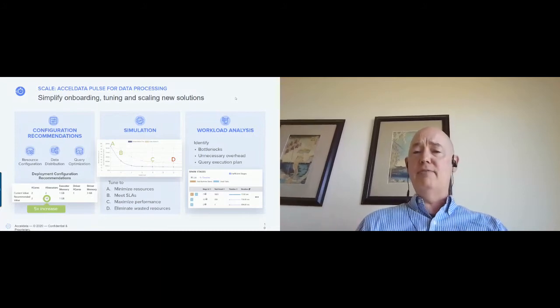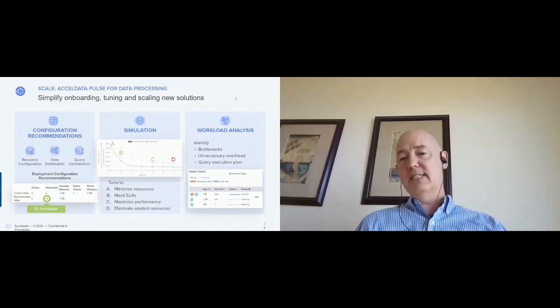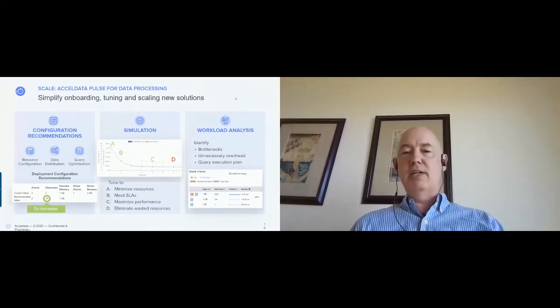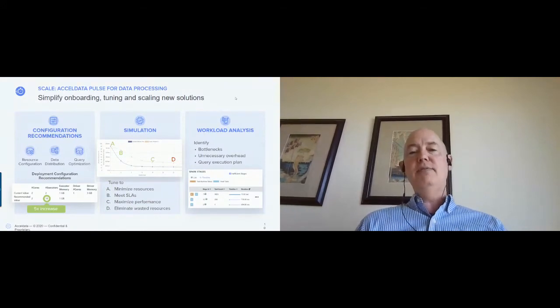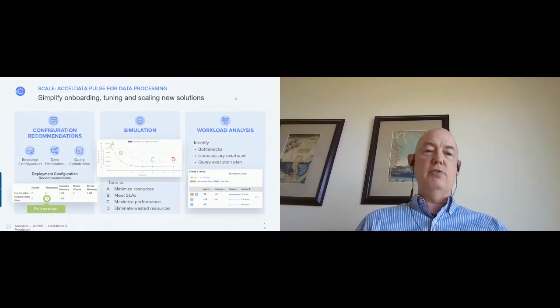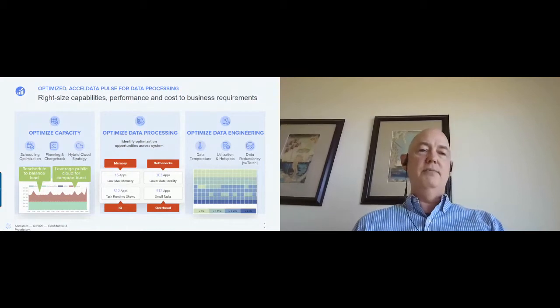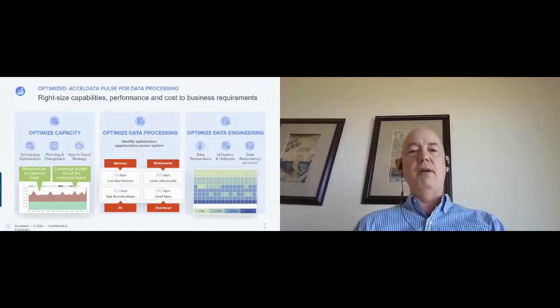And then the third level of depth is around workload analysis. And the goal here is to identify bottlenecks, unnecessary overhead, understanding how execution occurs. And this gives you insights to improving your job or your query or your data engineering. So where the first 2 help you dial in on the right configuration, this third one gives you insights into improving the solution itself.